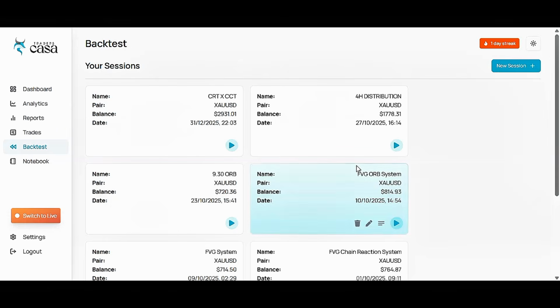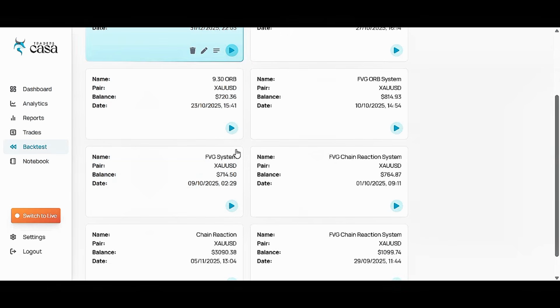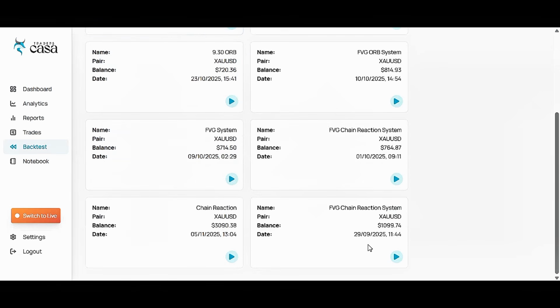This is the website I use. This is Traders Casa website, and I'm using the free version, which you can only backtest up to 6 months, right? These are all the backtests I've done so far. As you can see, only 3 of these backtests actually gave me money at break even, because for each of these backtests I started at $1,000.